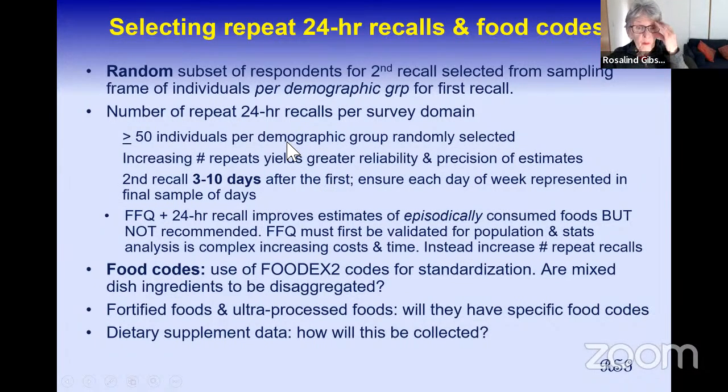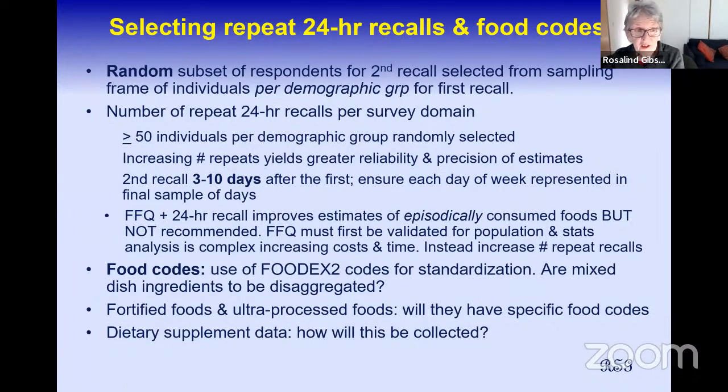Obviously, if you can repeat more than 2 24-hour recalls on a subsample, you yield greater reliability and precision of your estimates. But we recognize that sometimes this is not possible because it's more expensive. When should we do the repeats? The second recall should be conducted between 3 and 10 days after the first recall. And in our final sample of repeats, for each domain, we should ensure that each day of the week is represented in the final sample of days.